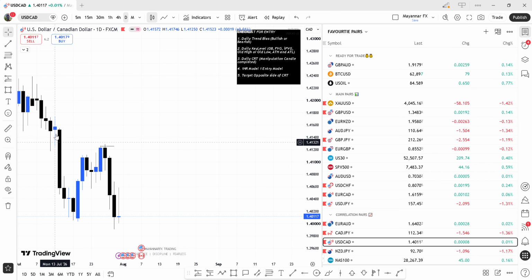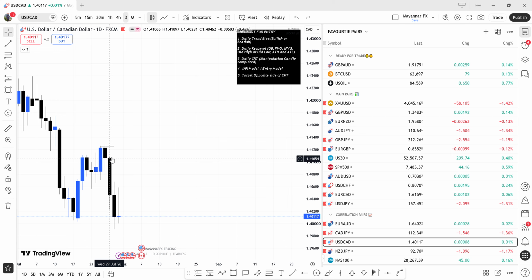Is this other block here? It is another block. Okay, tap into it, close of this manipulation candle. So the key level, an OB, was my key level. The third one was the manipulation candle completed. Then the 1 hour, model 1 entry.